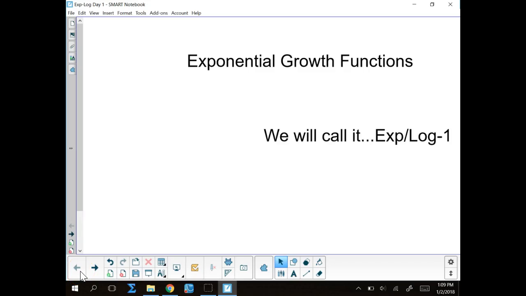First semester final, as it gets closer to the first semester final, I don't want to waste time today talking about it. Okay? So, exponential growth functions today. Tomorrow will be exponential decay problems. Thursday will be E growth problems and growth and decay problems using Euler's number. Next week, Monday, Tuesday, and Wednesday will be solving exponential and log problems. Okay? So, here we go, exponential log -1.